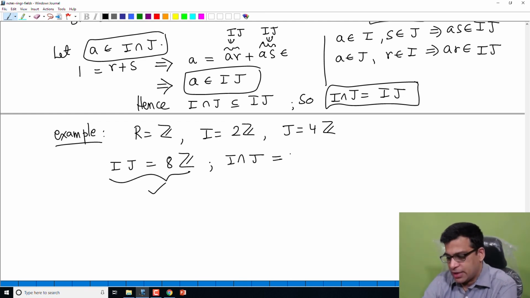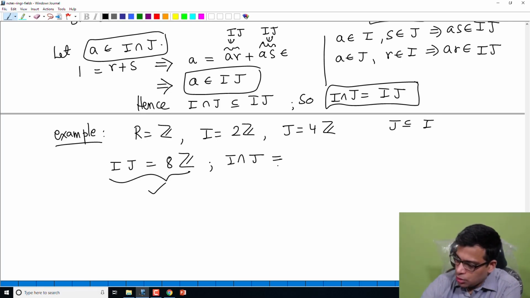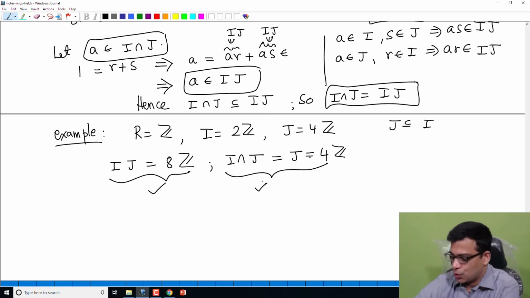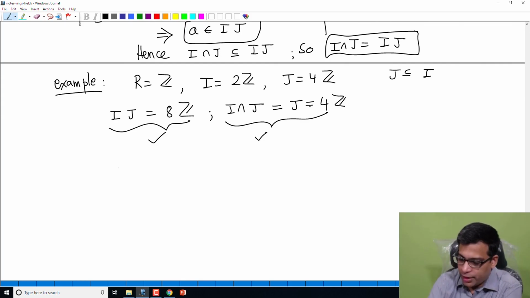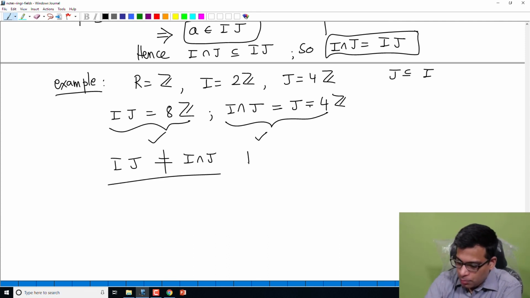And what is I intersection J? Remember, in this case, J is actually contained in I because every multiple of 4 is definitely even. So if you take intersection of I and J, you will get J. And of course J is 4Z. So the intersection of the two ideals is 4Z. The product of two ideals is 8Z. So IJ is not equal to I intersection J. But one inclusion always holds.